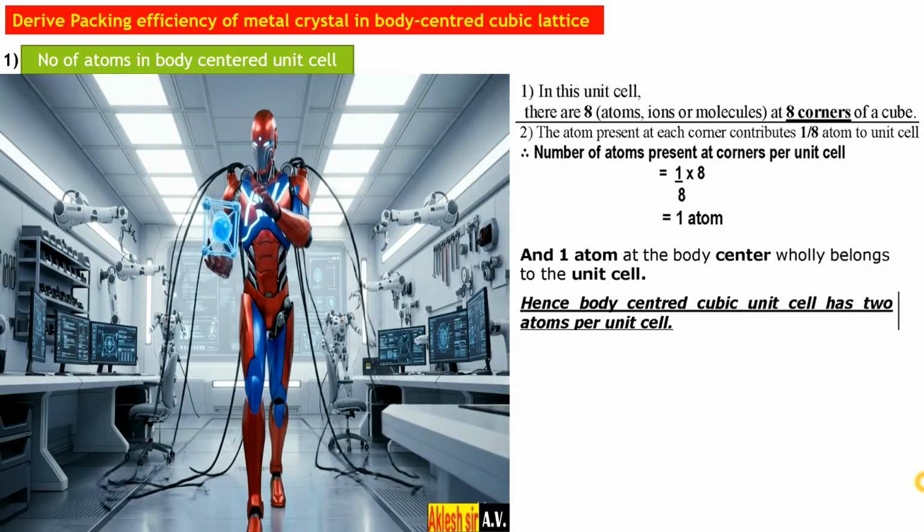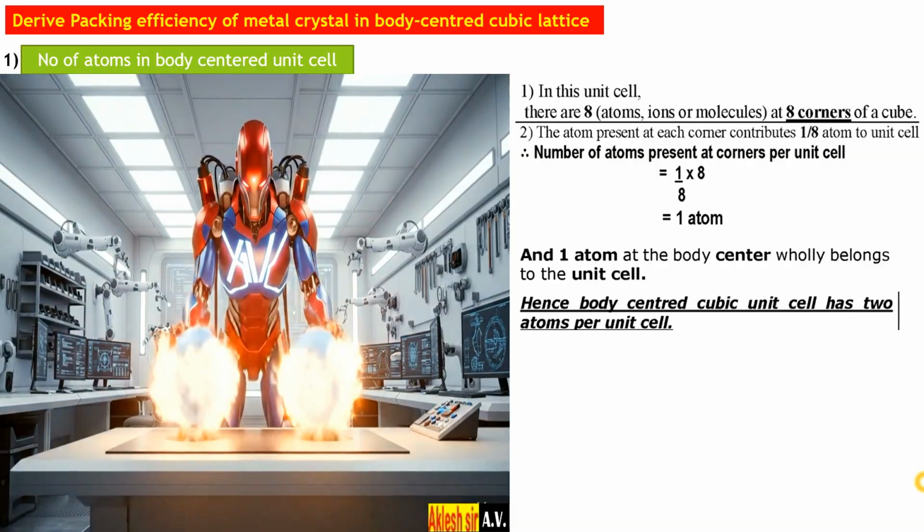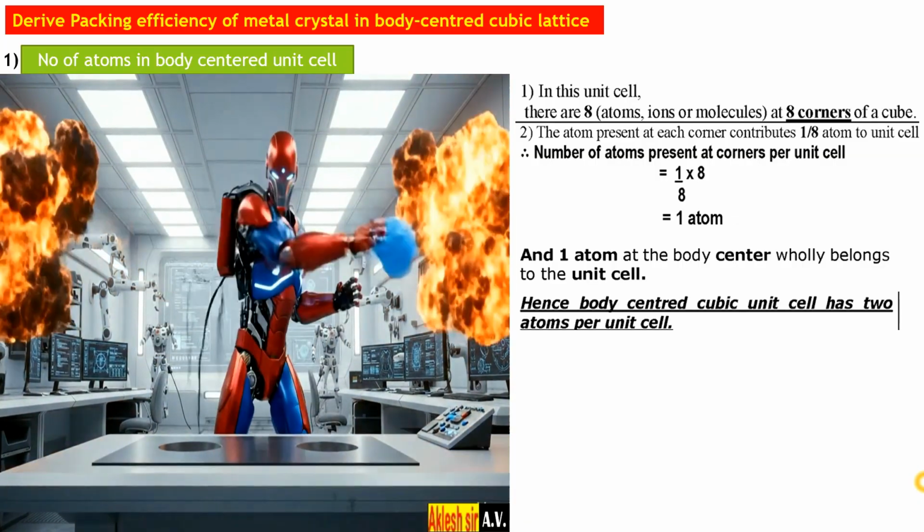The body-centered unit cell contains 1 whole atom in the center of the unit cell. The remaining corner atoms form 1 sphere. The body-centered unit cell contributes 2 atoms per unit cell.